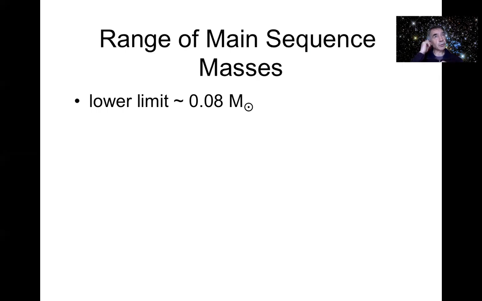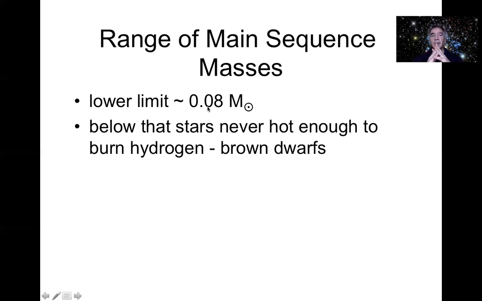Basically, when the core temperature drops to less than about a million Kelvin, something like that, hydrogen fusion will just not take place. You can't get the protons to fuse together. It's just the gas is too cool. So that explains why there is a lower limit to the masses of stars. Below that, stars are never hot enough to fuse hydrogen.